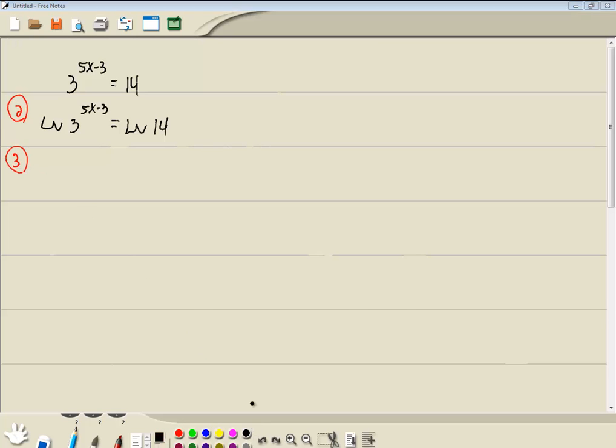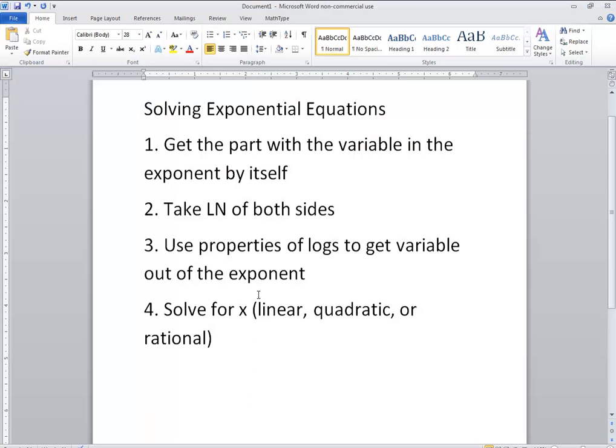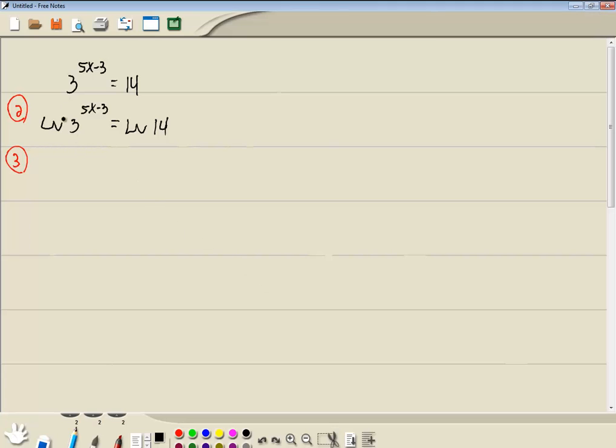Step 3. Use properties of logs to get the variable out of the exponent. Remember, if you have log of something to a power, you can take the power and put it out in front of the log. So we're going to have 5x minus 3 inside of parentheses times natural log of 3 is equal to natural log of 14.